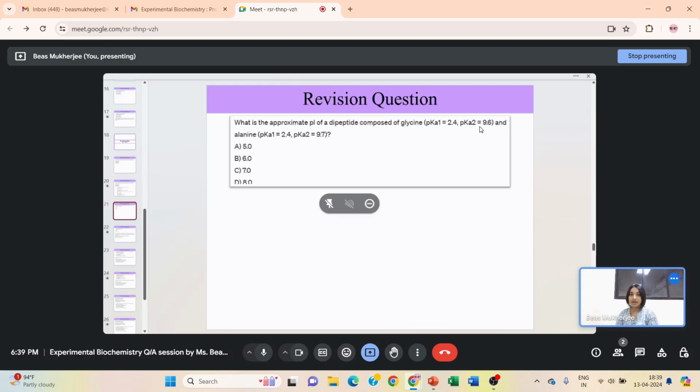pK1 and pK2 of both glycine and alanine are given. You try to draw it first, make the glycine in front and alanine after it, and then you find out the N and C terminal, you find out all the groups that can be ionizable, right? So find out the ionizable group, and then from there you calculate the pI of the dipeptide. If you remember our previous lectures, we had solved a question like this. We had done this for a tripeptide, and so it should not be difficult for you. Okay.